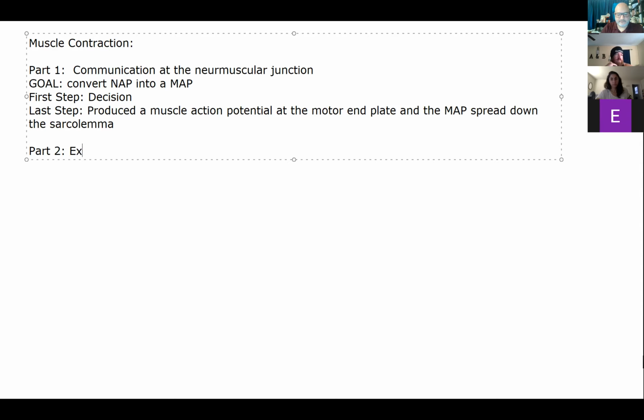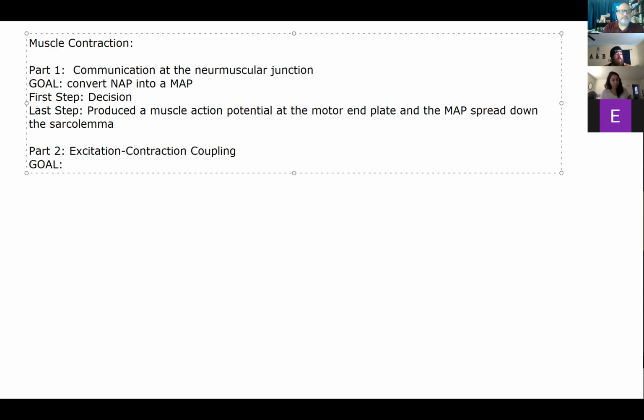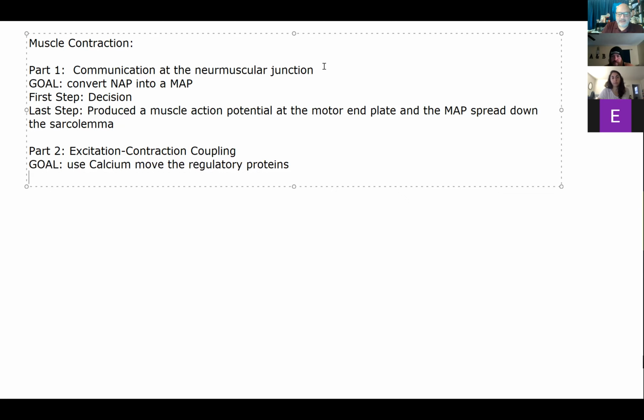Excitation, contraction, coupling. Excitation, contraction, coupling. Excellent. What is our goal of step 2? To move the regulatory proteins. Excellent. And if we wanted to cheat a little bit, we could add one little thing. How are we going to move the regulatory proteins? Release calcium. Yeah, we're going to use calcium. Again, you're not going to have to write the goals. I write this for me because it helps me to remember. And now let's add one more part.